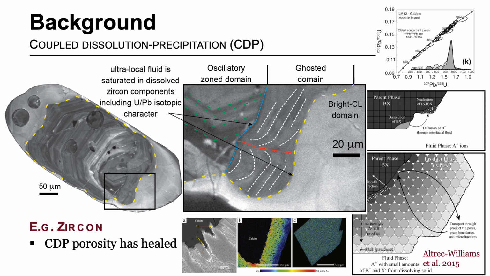Recall in the colored diagrams at the bottom that with prolonged exposure to the fluid, the new recrystallized grain can homogenize its chemistry and heal the porosity.